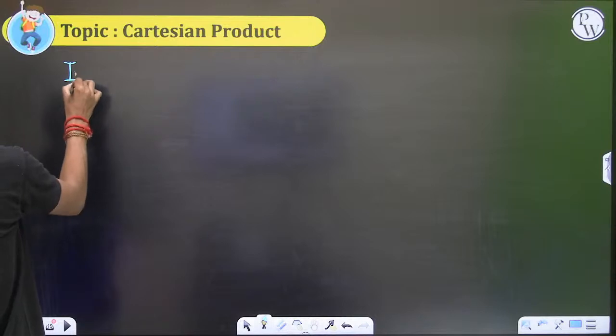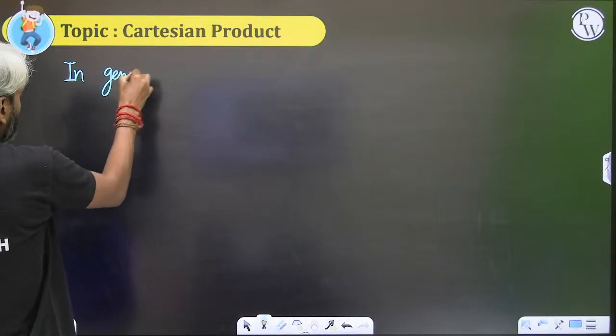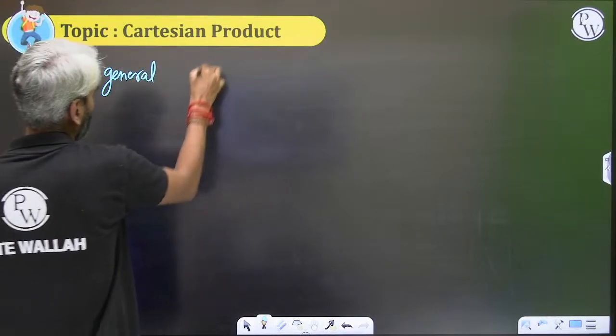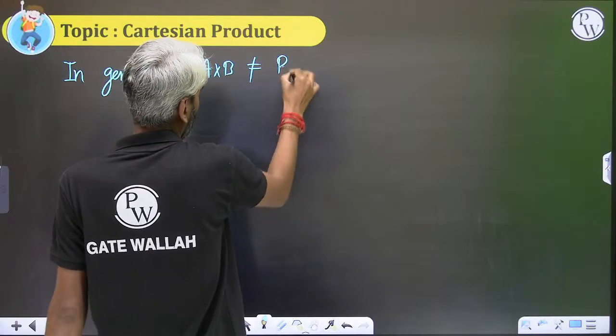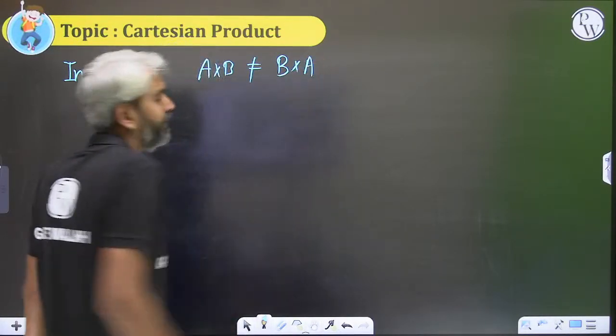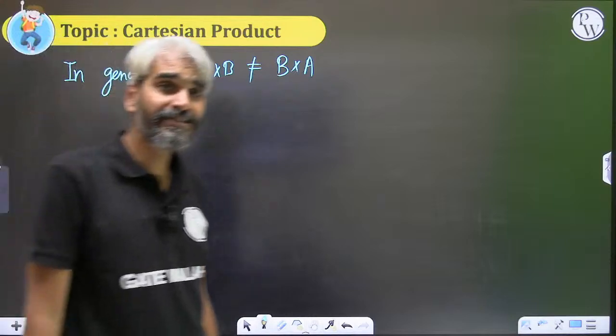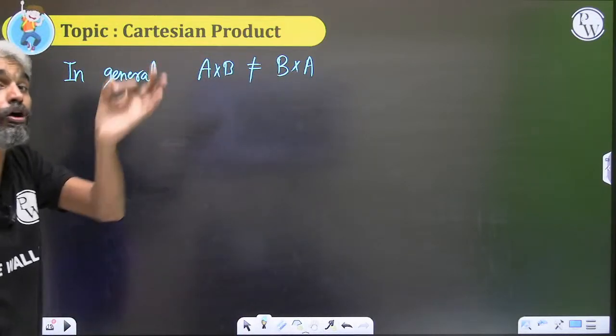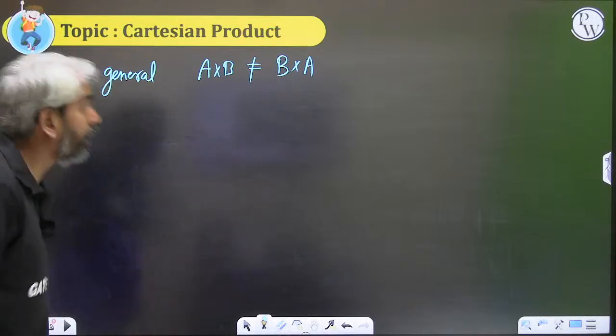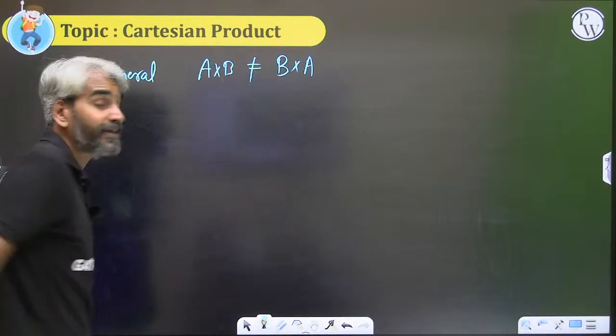In general, A cross B is not equal to B cross A. Is there any case when A cross B can be equal to B cross A? Yes, sir. A cross B may be equal to B cross A if A is equal to B, a specific case, or if at least one of these two sets is an empty set.